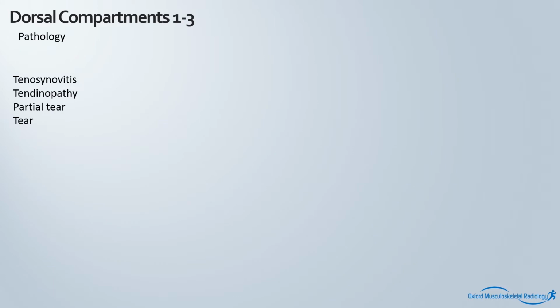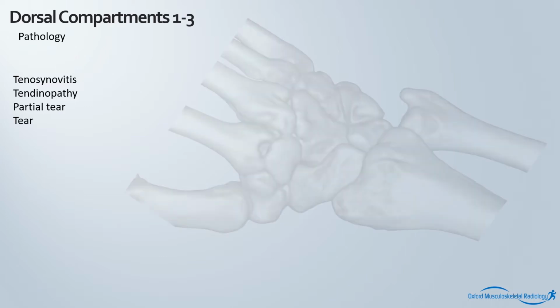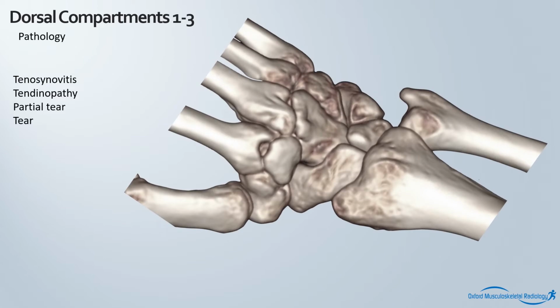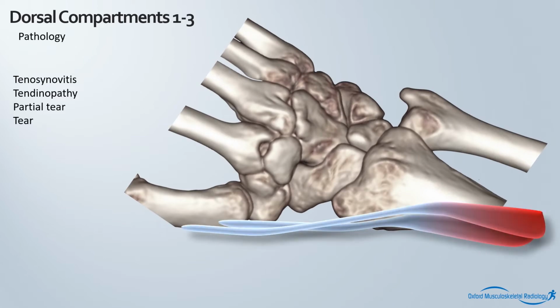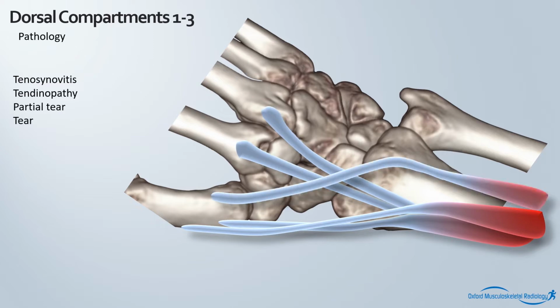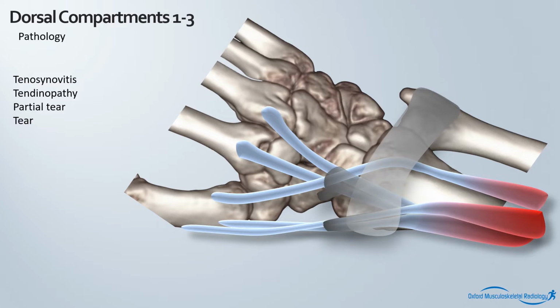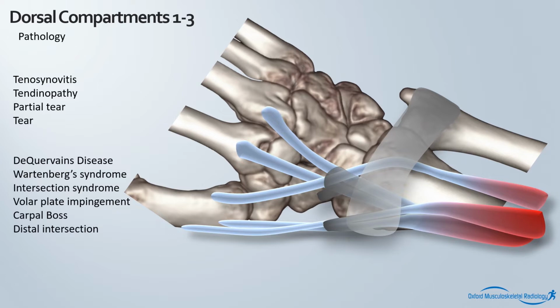These tendons, like any other, are prone to the usual diseases of tenosynovitis, tendinopathy, partial and complete tears. However, because of their unique anatomical relationships, where the second extensor compartment passes beneath the first and the third crosses over the second, and in particular because of the presence of the extensor retinaculum, the area is prone to a number of unique conditions, and it is these that I plan to discuss in this presentation.